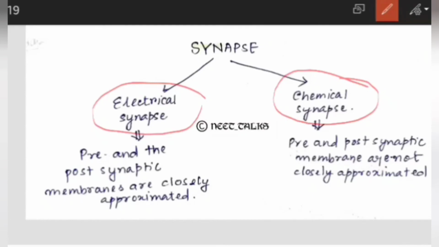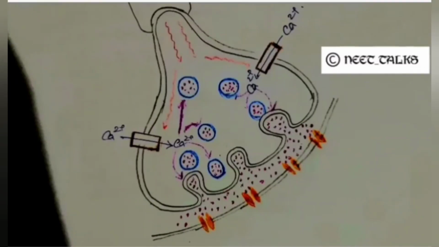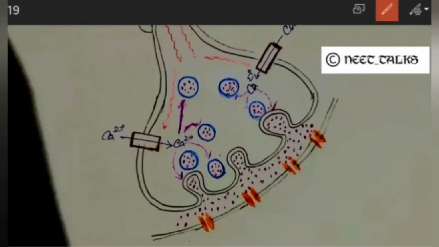Now we will discuss the transmission of impulse. This is a schematic diagram showing it, but I think I am making the video too long. So I will discuss the transmission of the impulse in the next video.